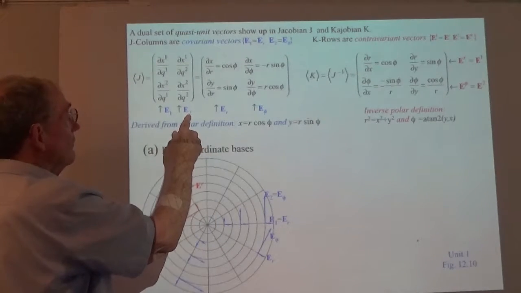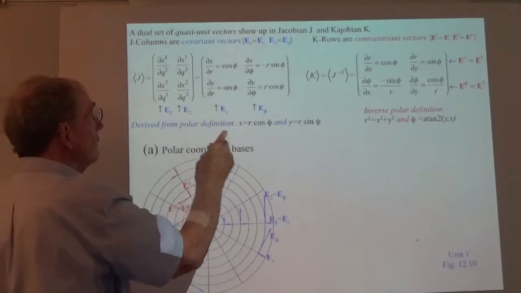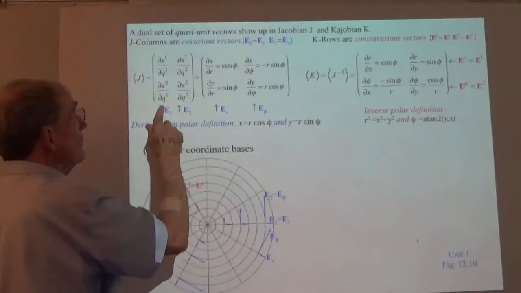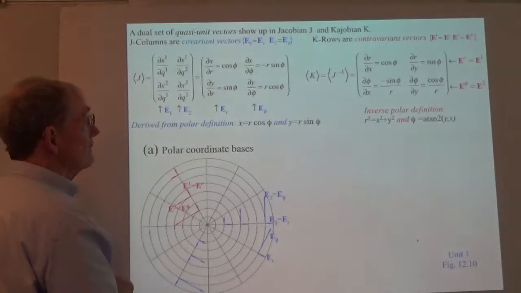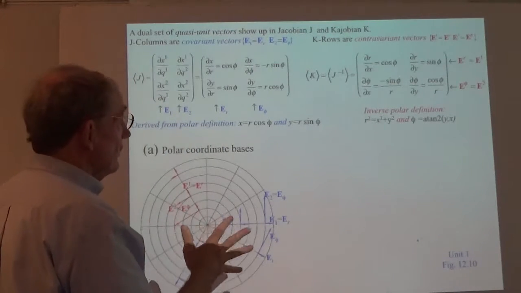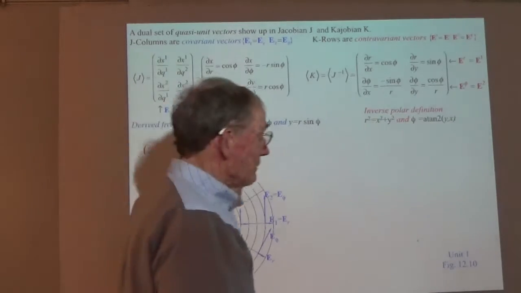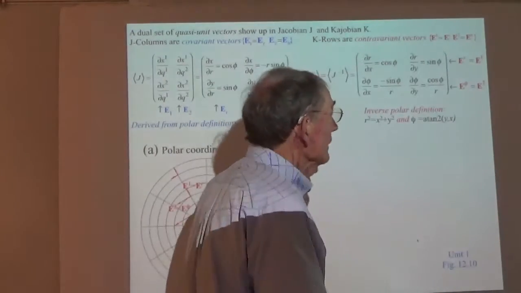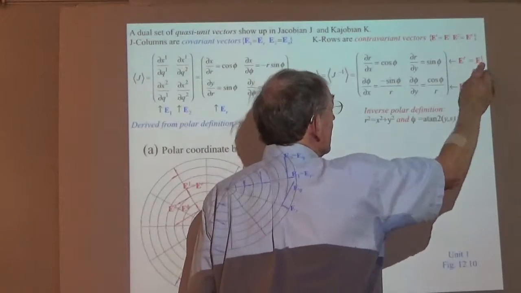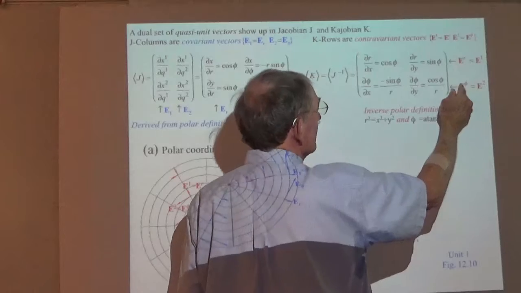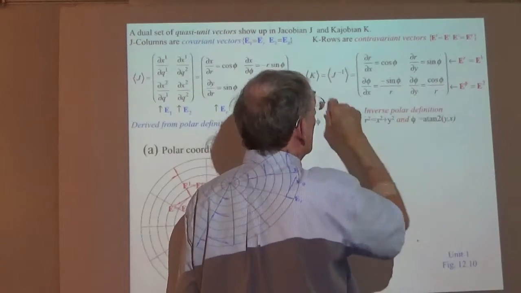And this column right here is E sub 2, that's these two components, and then these two components are of this. And then there's another set of vectors called the contravariant vectors. They're lines up in the air. E super 1 and E super 2, E super r, E super phi, is this row of the Jacobian.